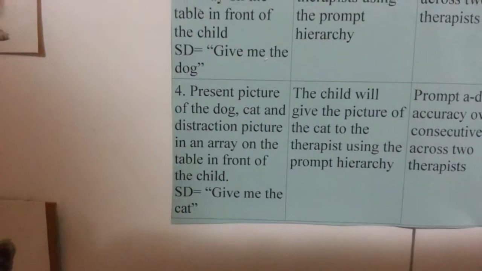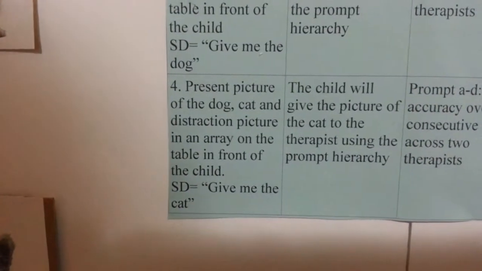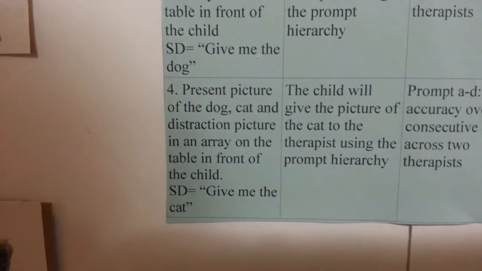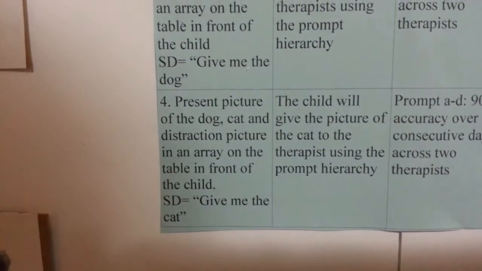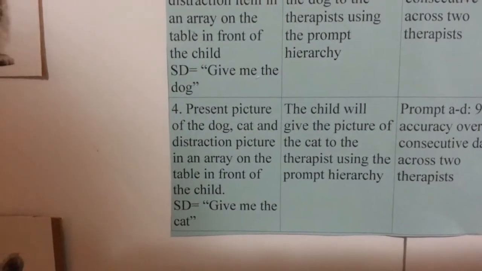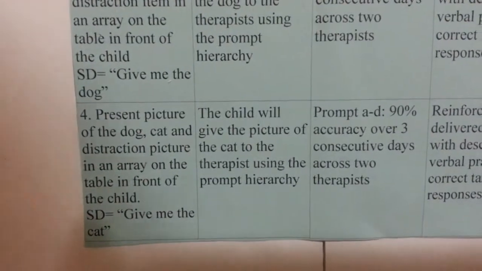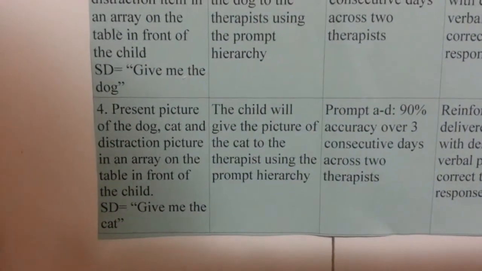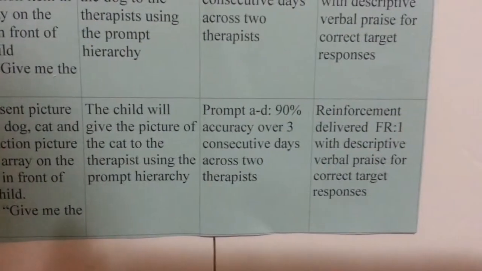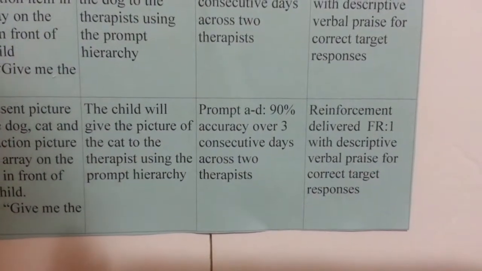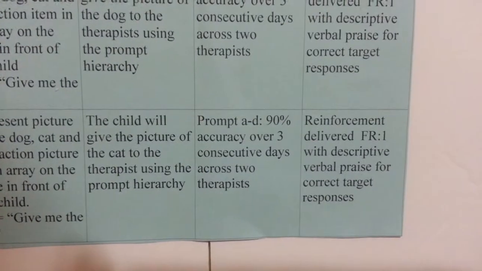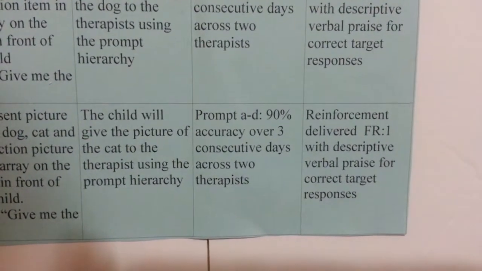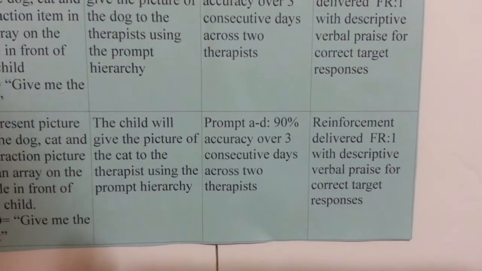Step 4. Present picture of the dog, cat, and distraction item in array on the table in front of the child. The SD for this one is, "Give me the cat." The child would give the picture of the cat to the therapist using the prompt hierarchy. Again, it's 90% accuracy over 3 consecutive days across 2 therapists. And reinforcement is delivered after each correct target response along with descriptive verbal praise.